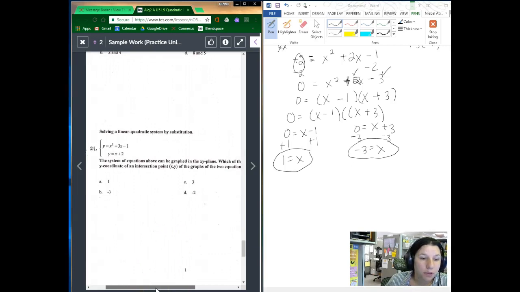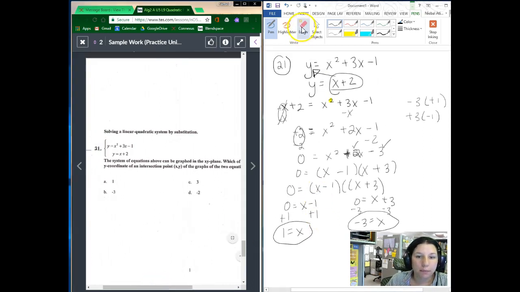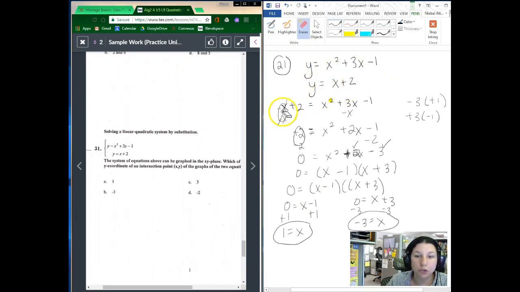The system of equations above can be graphed in the xy plane. Which of the following is the y coordinate of an intersection point on the graph of the two equations? So they don't want x, they want y. That's no problem. I know what y equals. Y equals x squared plus 3x minus 1, or y equals x plus 2. You can use either equation, so save yourself the trouble and pick the one that's easier to do the math on.